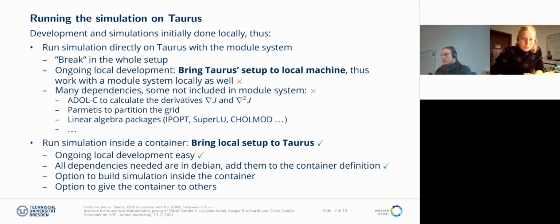Okay. So these simulations got pretty expensive. And this is why at some point we chose to run them on a high performance computing cluster at Dresden, on Taurus. And another question was how to move the simulations that so far were running on my local machine to Taurus. And we essentially had two options to do that. The first option was to run the simulation directly on Taurus with the module system there.